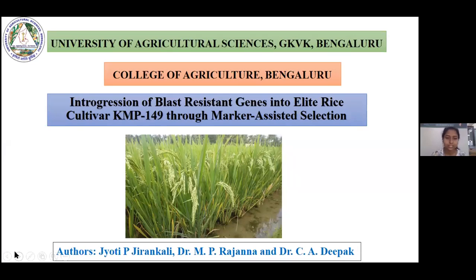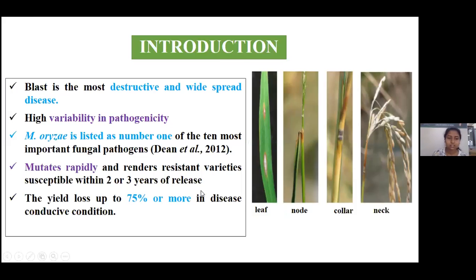Today I'm going to present on the topic: integration of blast-resistant genes into a elite line cultivar KMP149 through marker-assisted selection. Blast is the most destructive and widespread disease, and it is listed as one of the top 10 most important fungal pathogens.